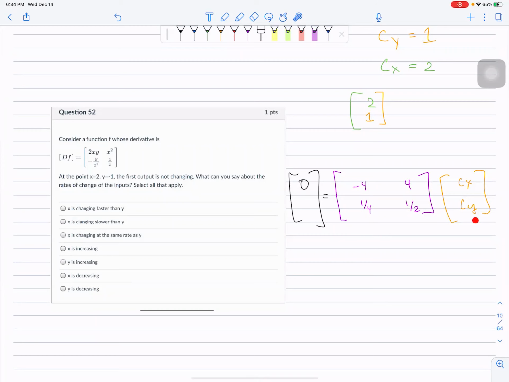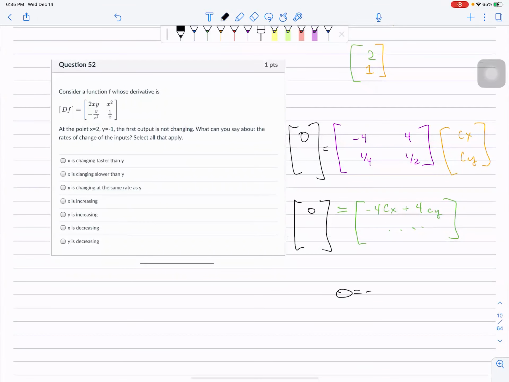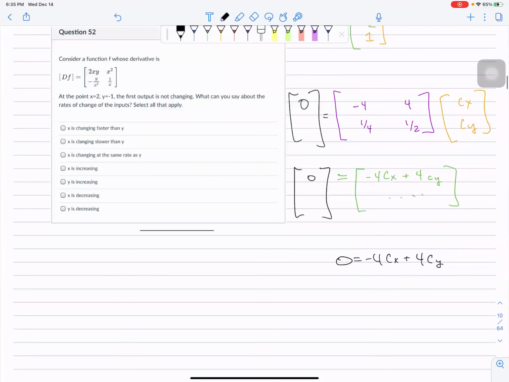Well, let's look at just normal matrix multiplication, right? If I do matrix multiplication, my first row is gonna be -4 CX plus 4 CY, and something I don't care about. And we're saying that the first thing is 0. Then I can exactly read off the rows. I have 0 equals -4 CX plus 4 CY. Simplify by adding 4 CX on both sides. Divide by 4. So I get that CX has to equal CY. So the rates of change are going to be the same.